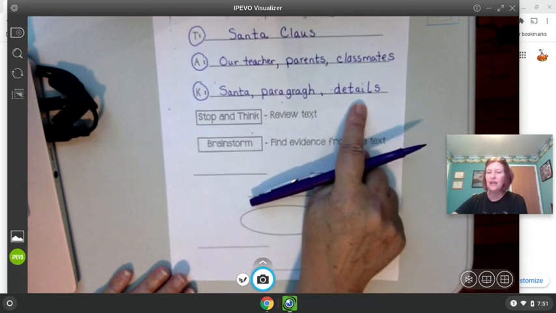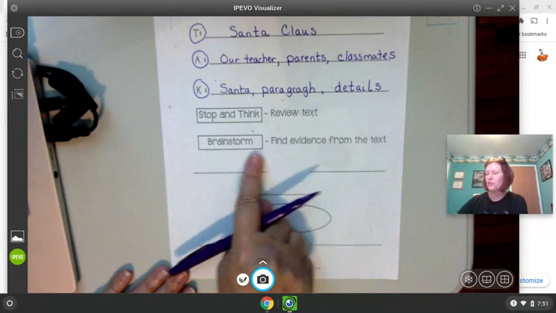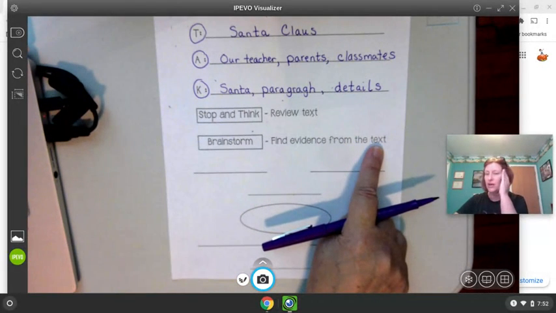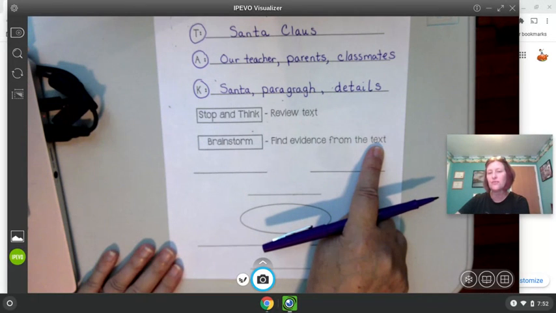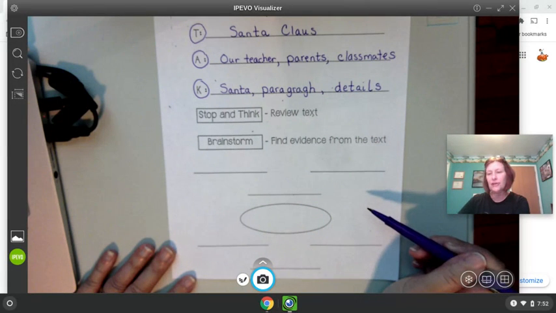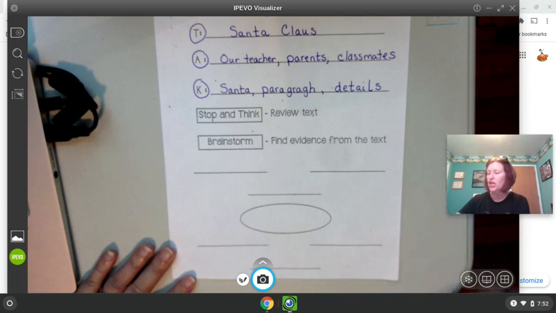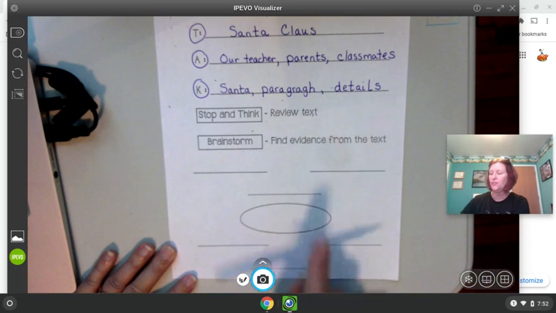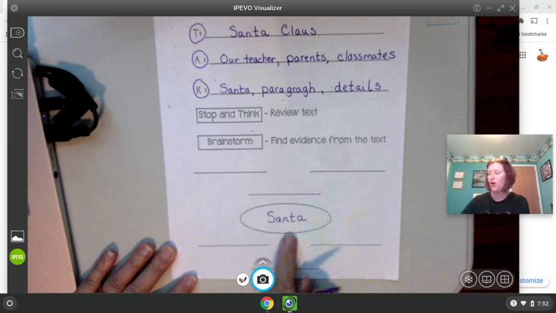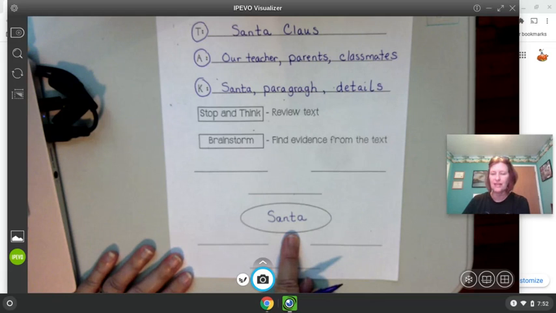Now, at the bottom of this page, it says brainstorm. It says find evidence from the text. Well, we're going to find evidence from what we know in our brain. We've listened to some stories last week about Santa, and we know a lot about Santa already. So we're going to use what knowledge we have. So this part, your part is going to look a little different than mine. It's going to be a little bit the same, but it's going to be somewhat different. So first of all, in the circle here, we're going to write the word Santa, because that is what our topic is about. So we're all going to write Santa because we're all writing about Santa Claus.